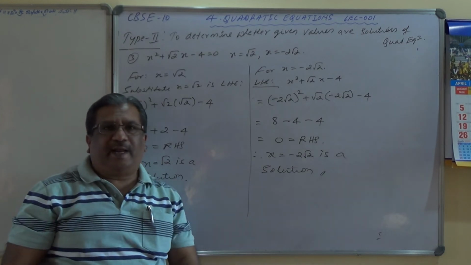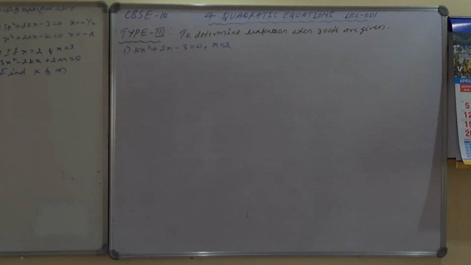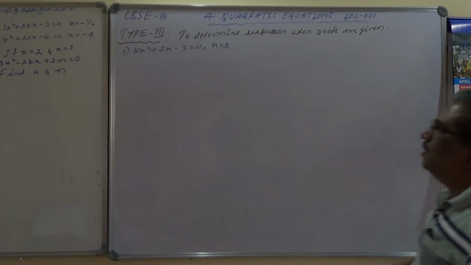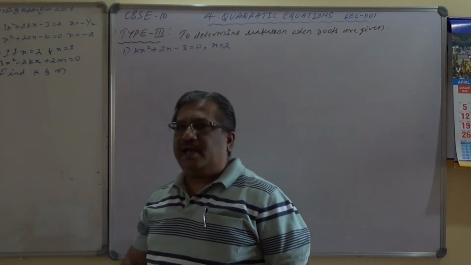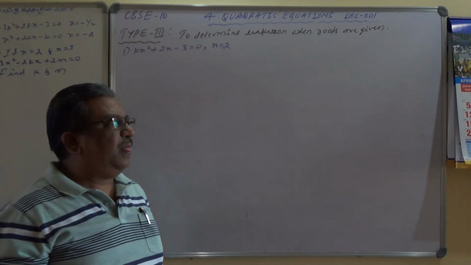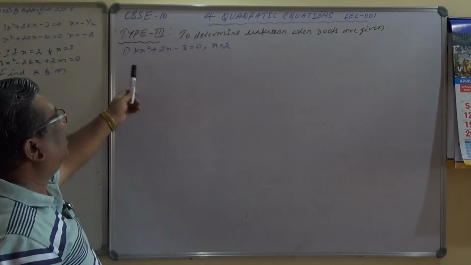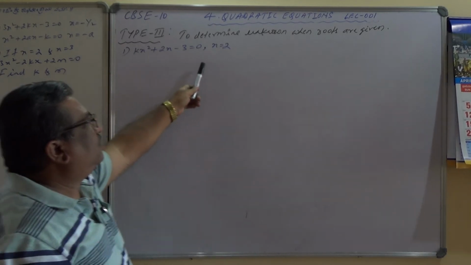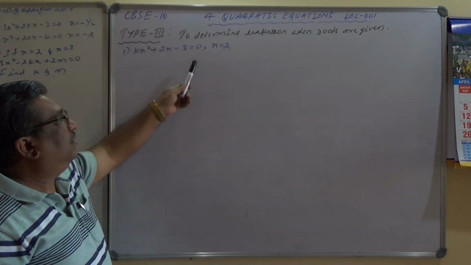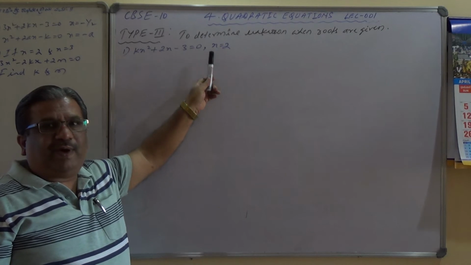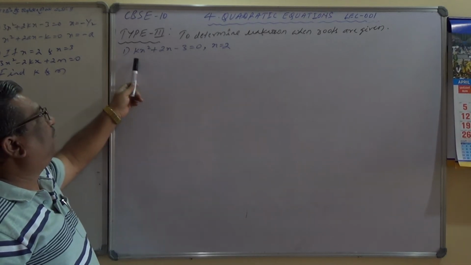So let me go to type 3 now. Let us take type 3 numericals. I am picking it up from R.D. Sharma. The first numerical is type 3, to determine the unknown when the roots are given. Here the roots are given, nothing but the values of x, and we have to find the value of the unknown.